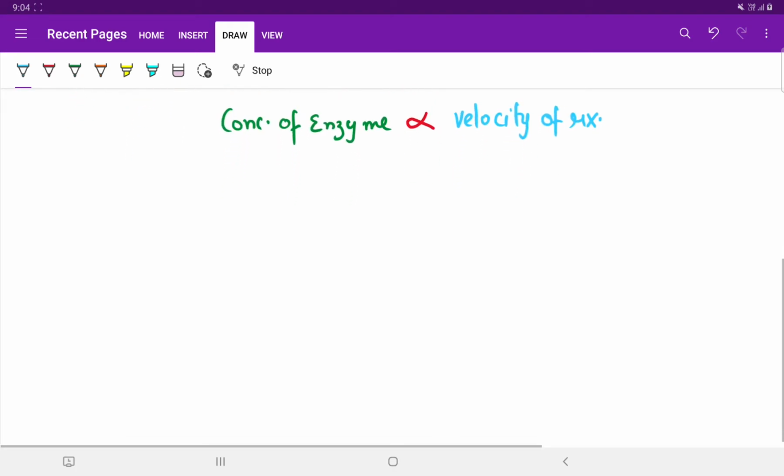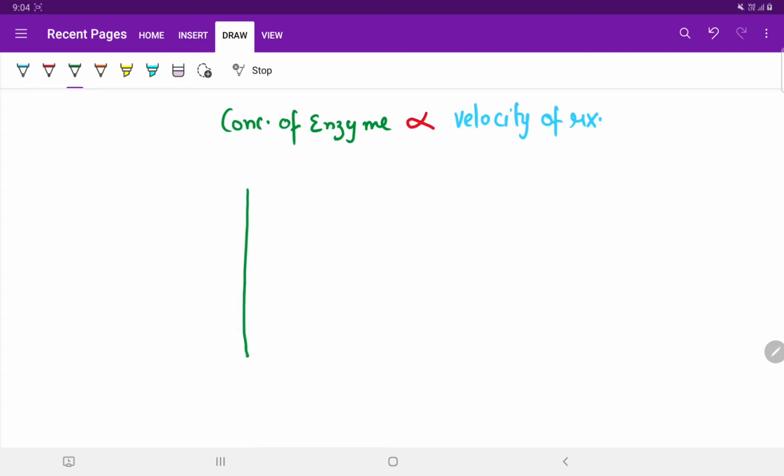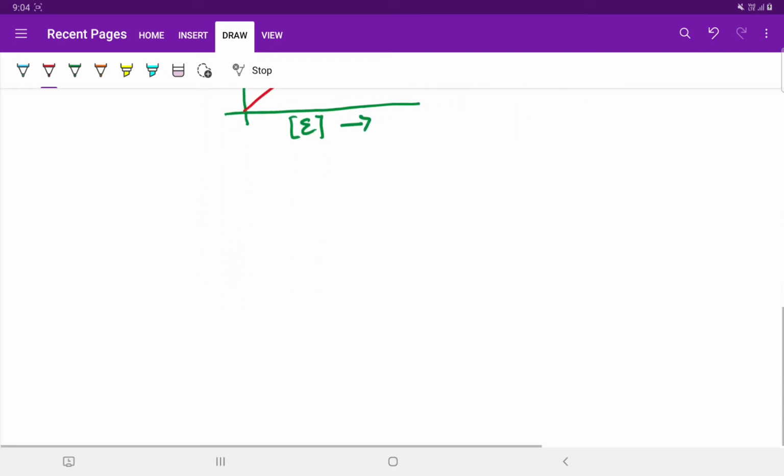So if we draw a plot between the enzyme concentration and the velocity of the reaction, let us see what the graphical representation will be. So this will represent the enzyme concentration, the x axis, whereas the y axis represents the velocity. A straight line graph is obtained which increases proportionally with increase in the concentration of enzymes.